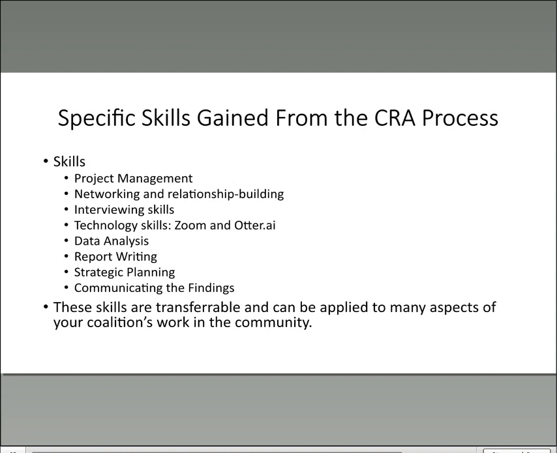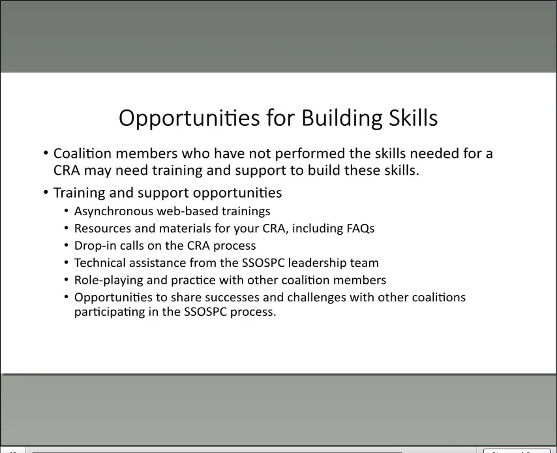There are a number of specific skills gained from the CRA process. Those include project management, networking and relationship building, always good to practice that, interviewing skills, skills with technology, and some of it will be new technology, such as Zoom for interviewing and Otter.ai for transcription, data analysis, report writing, strategic planning, and the ability to communicate the findings both to your coalition and to your community at large. What's really important to know is that these skills are transferable and they can be applied to many aspects of your coalition's work in the community.